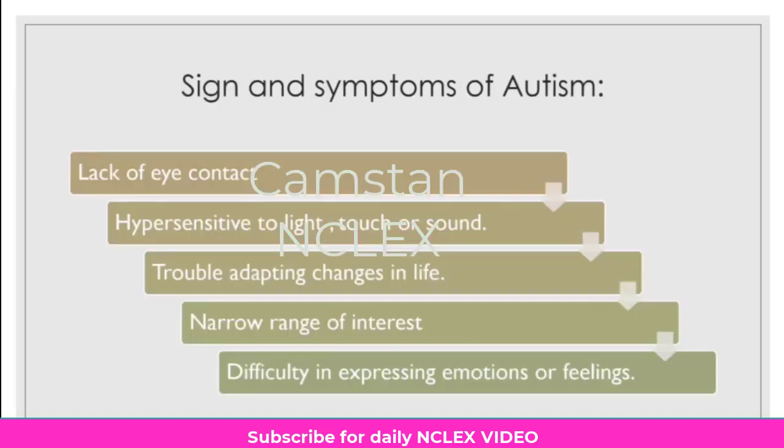If we go to the signs and symptoms of autism, the first one is a lack of eye contact. Second is hypersensitivity to light, touch, or sound. Third is trouble adapting to changes in life, and they have a narrow range of interest and have difficulty in expressing emotions or feelings. These symptoms are all seen in autistic children.